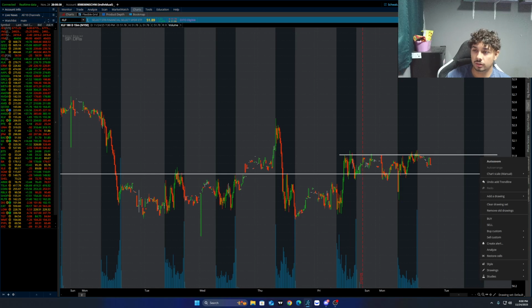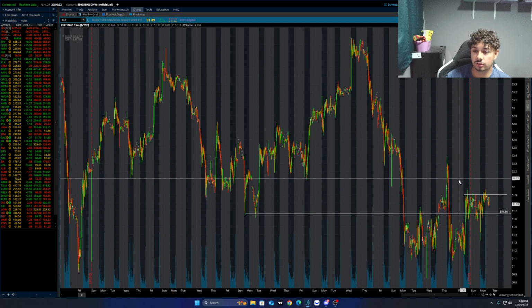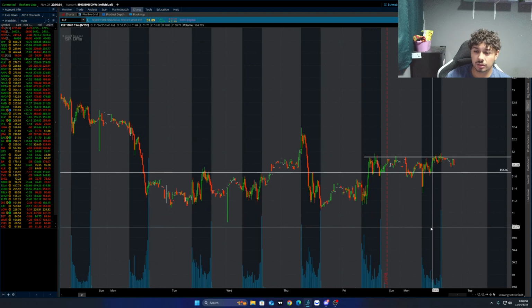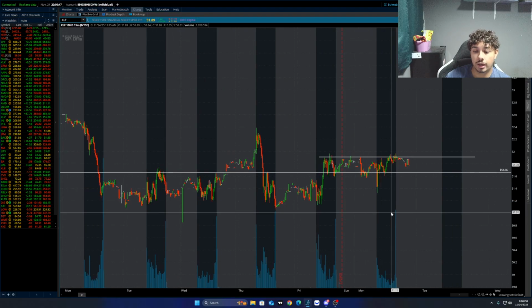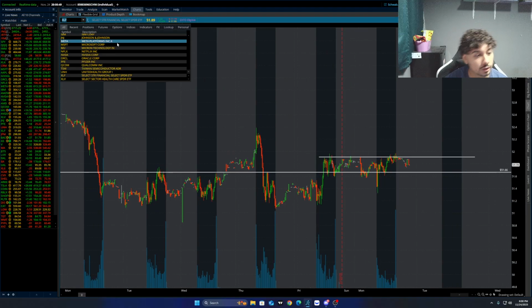Most likely, to be honest, I can't really give my thoughts on where it's going to go. If anything, maybe a long, just because this turned into supply or resistance and then broke above and held above. So maybe I would say a long. But who knows? Maybe it might not happen tomorrow. Let's look at the next one.